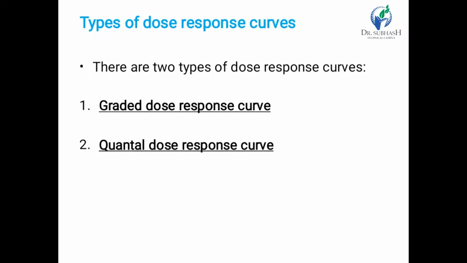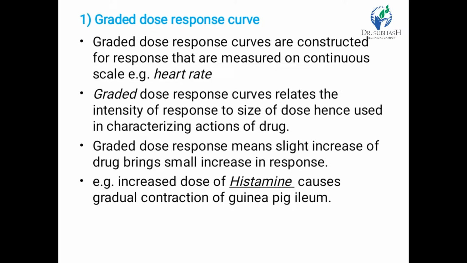Now, types of dose response curves. There are mainly two types of dose response curve, right? First is the graded dose response curve and second is the quantal dose response curve. Now what is a graded dose response curve? Graded dose response curves are constructed for responses that are measured on a continuous scale, right? For example, heart rate. Our heart continuously beats, right?